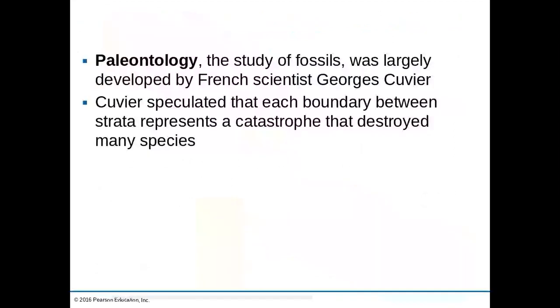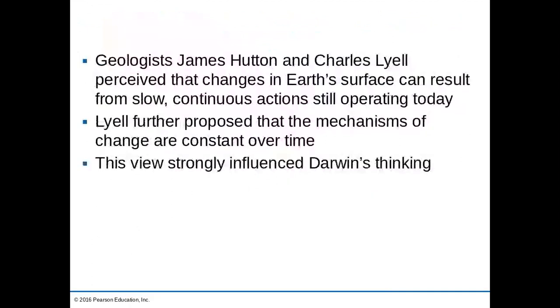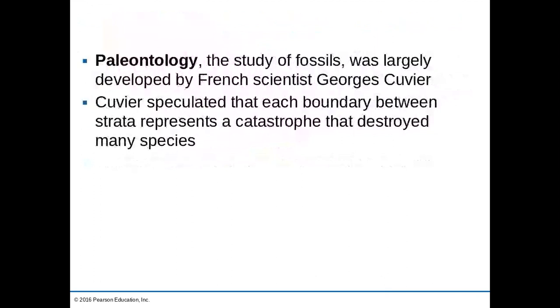So there were 2 scientists named Hutton and Lyell who believed that changes in the Earth's surface could result from slow, continuous actions, and that basically the Earth is always changing and the mechanisms of change are constant. So similar things are going to happen to the Earth over time, causing its environment to change.